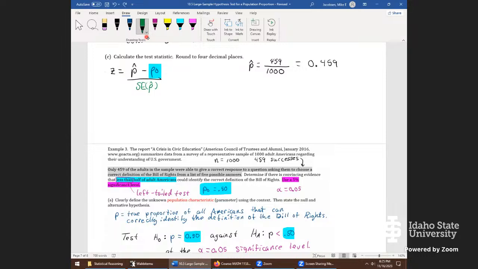Next on the line is standard error of p hat. This is a good one to start by just writing down the formula as well. It's the square root. And then from the null hypothesis, we're assuming this is true. What we're calculating is going to be the true standard deviation of the sampling distribution of p hat. So we'll go p naught times 1 minus p naught in the numerator, and divide by sample size n.